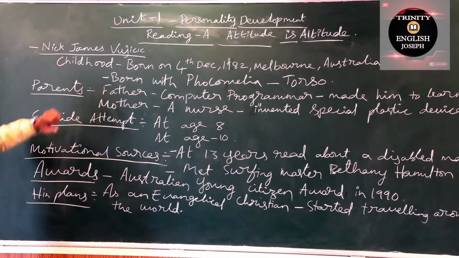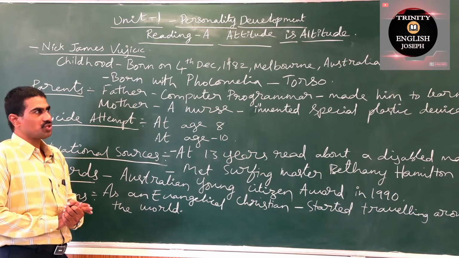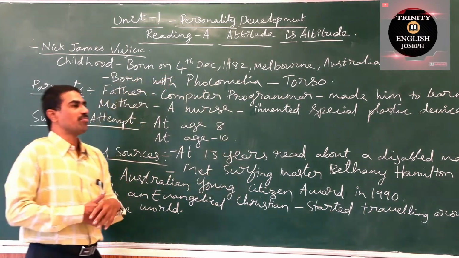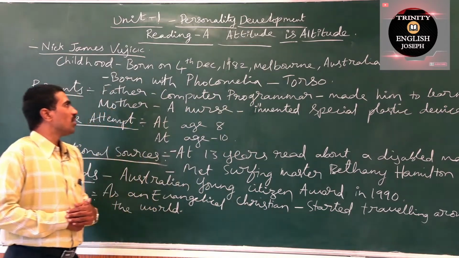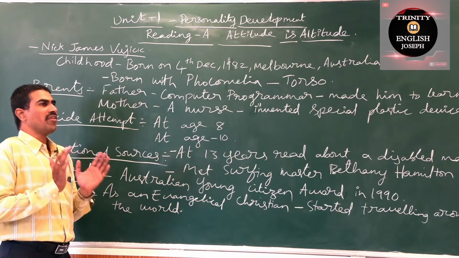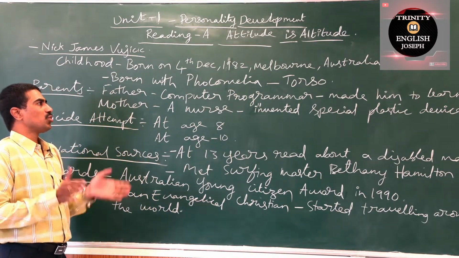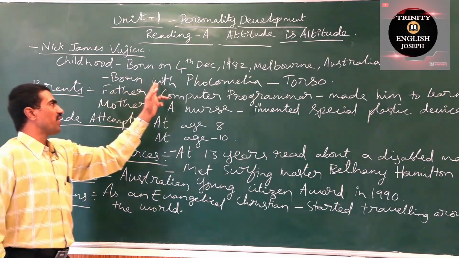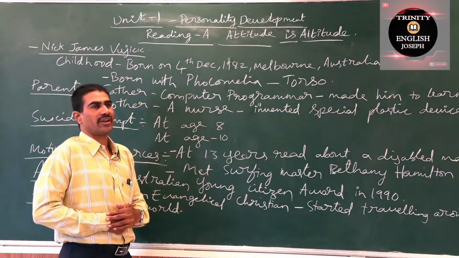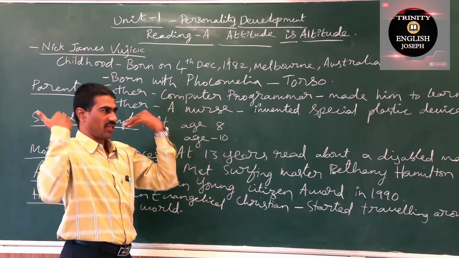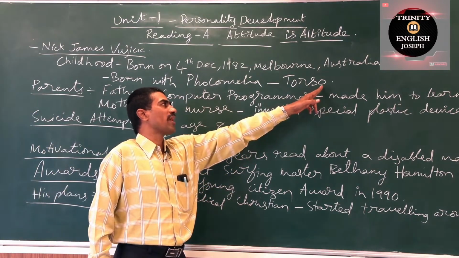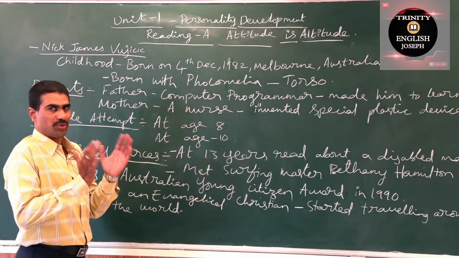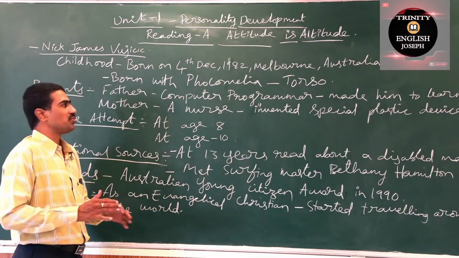If you look at the childhood of Nick James Vujicic, he was born on 4th December 1982 in Melbourne, Australia, and even before his birth he was suffering with phocomelia, a rare occurrence which does not allow him to have hands and legs. So he was called a torso. A torso is a person who does not have hands and legs.